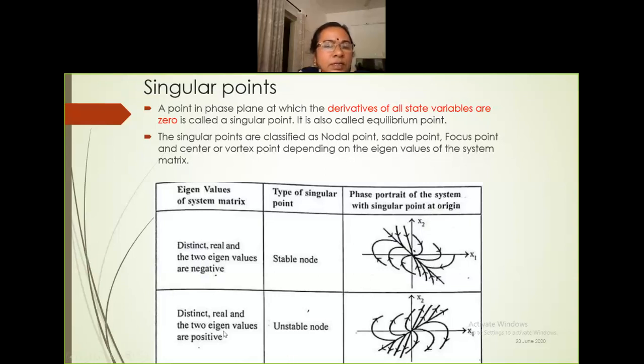Then the second case: distinct, real, and the two eigenvalues are positive, because it is lying on the right hand side. So if the two roots are lying on the right hand side, we can say the system is unstable. So that particular node we can say is an unstable node, because the two eigenvalues or the two roots are lying on the right side of the plane. So you need to draw the unstable node and the phase portrait of that singular point.